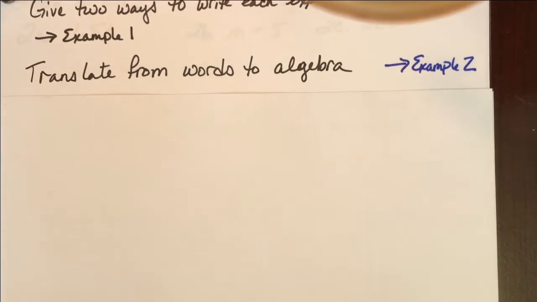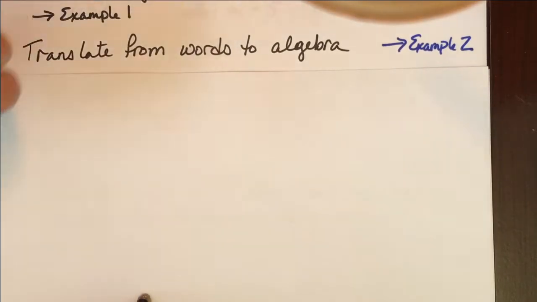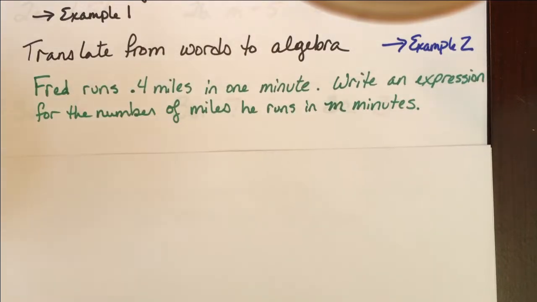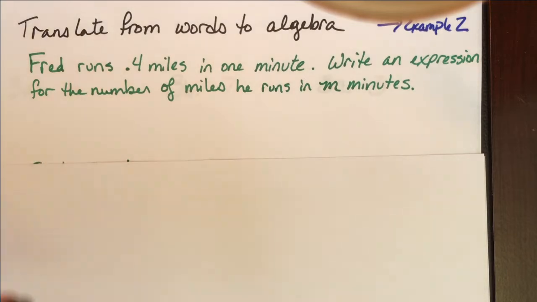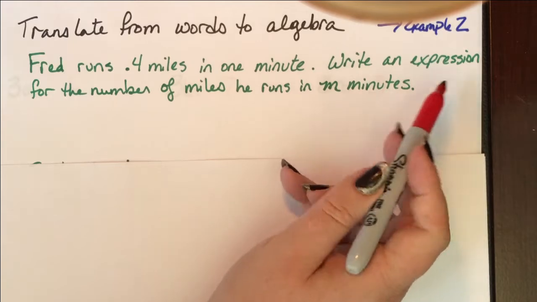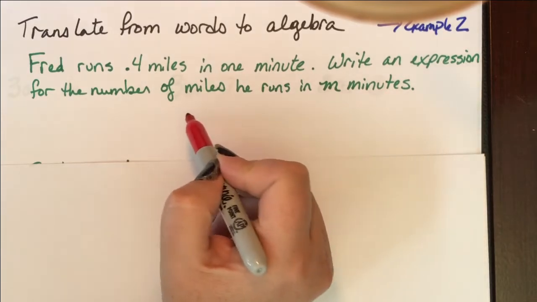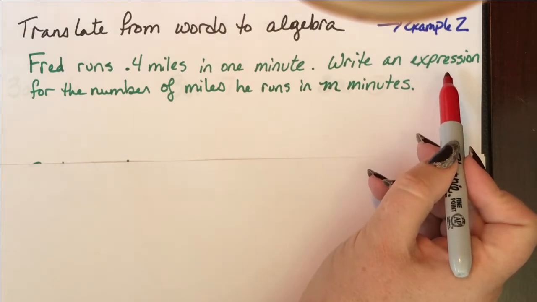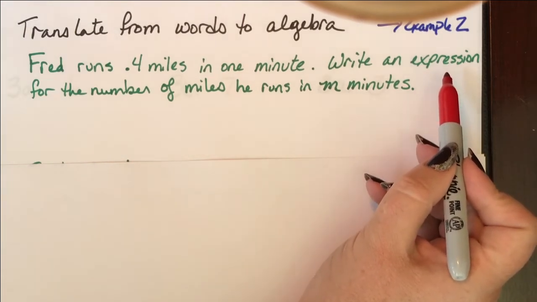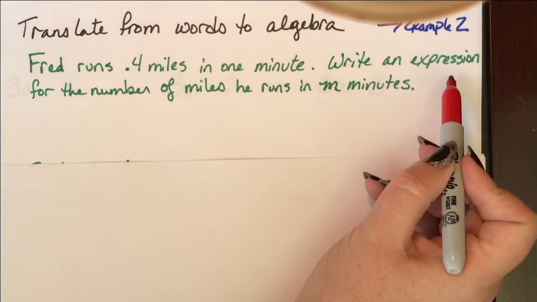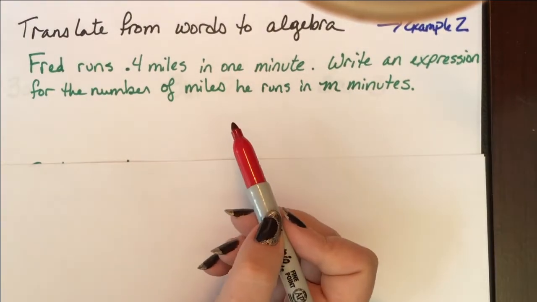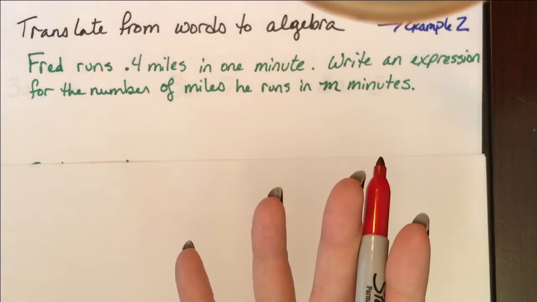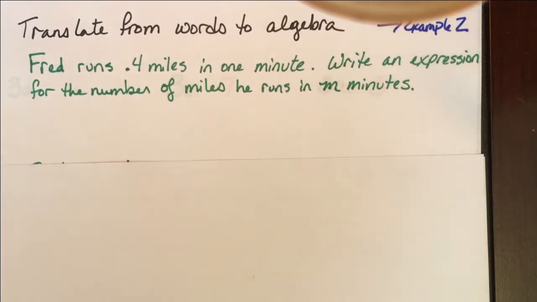But example 2 is all about translating from words to algebra. And they do give some examples. So we're going to work a similar problem together. Fred runs 0.4 miles in 1 minute. Write an expression for the number of miles he runs in m minutes. So an expression does not mean we're going to solve it. There's no equal sign. An expression is just using constants, which are numbers, and variables, which are random letters.